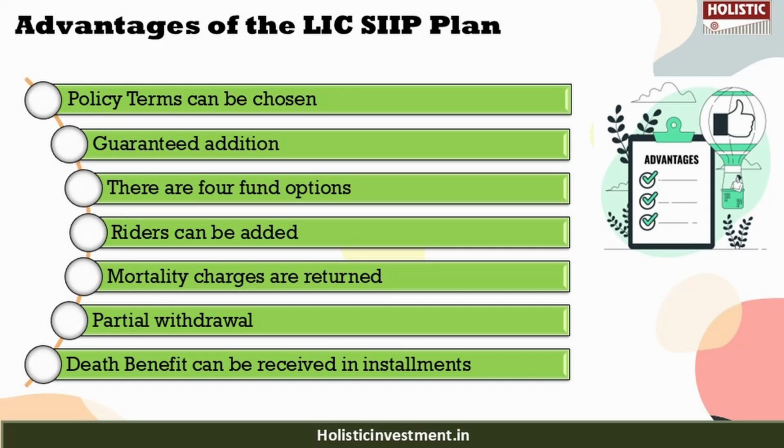There are advantages like your policy term can be chosen as per your preference, and guaranteed addition will boost your fund value. There are 4 options and you have the flexibility to switch between these funds, and riders can also be added to your base policy. Mortality charges are returned at the end of the policy term, partial withdrawal helps to meet emergencies, and death benefit can be received in installments under the settlement option. So these are some of the advantages of this policy.